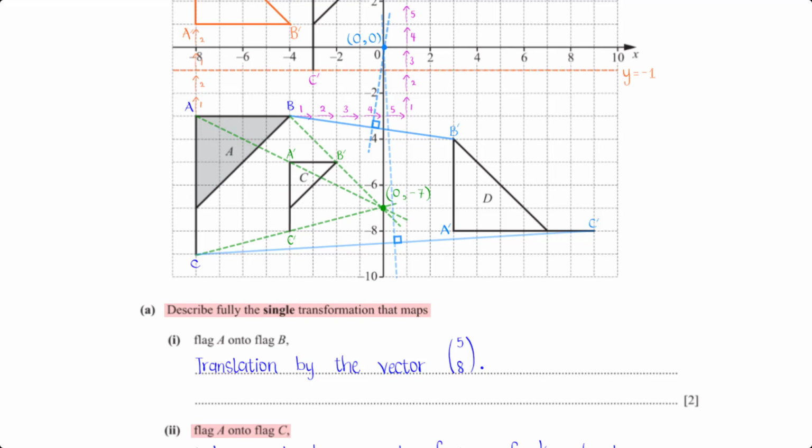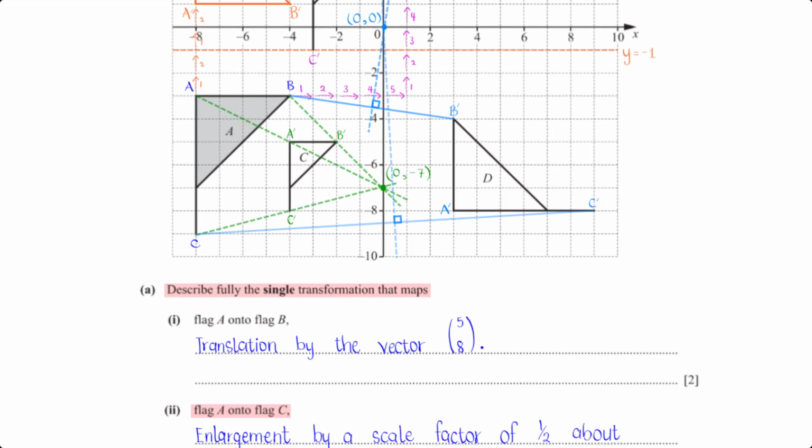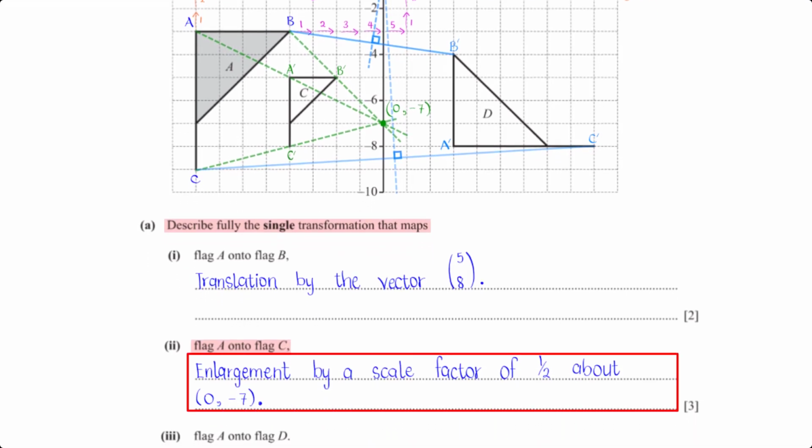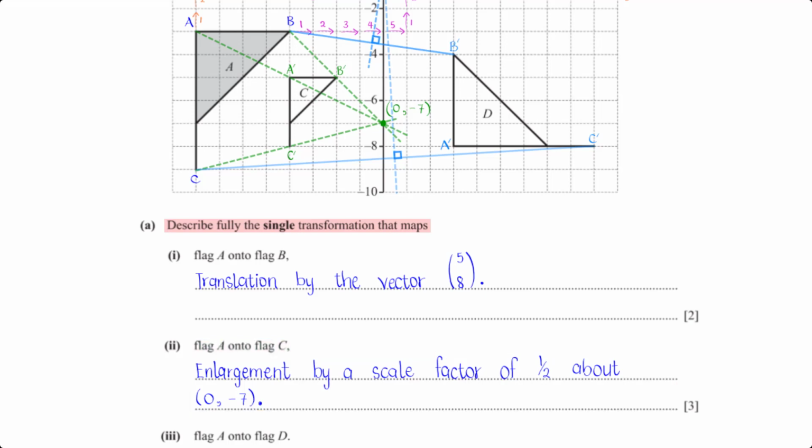We can get this by connecting at least two corresponding points on both flags. The intersection point of the lines is the center of enlargement. In this case, we get the center to be (0, -7), and so the full description for the transformation will be enlargement by a scale factor of half about the center (0, -7). Describe fully the single transformation that maps flag A onto flag D.